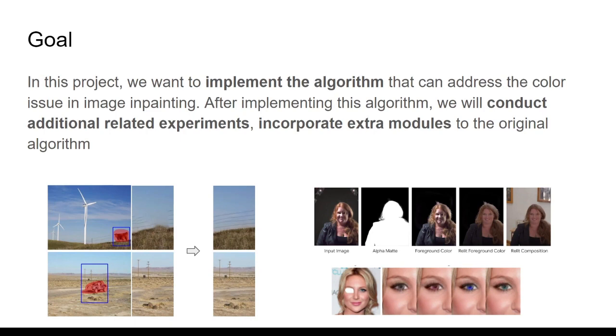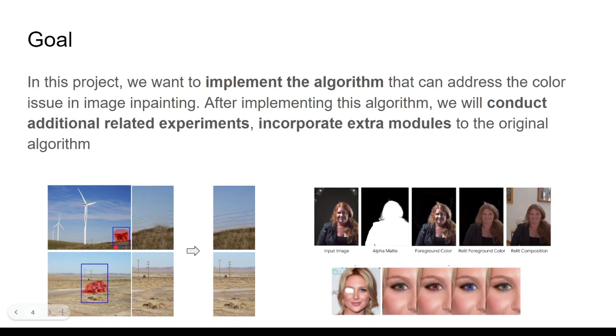First, I will introduce the goal of our proposal. In this project, we want to implement the algorithm based on the paper Image Inpainting with External Internal Learning and Monochromic Bottleneck. This algorithm can address the color issue in image inpainting. To be more specific, let's look at the bottom left picture. After inpainting, the result may appear somewhat unnatural.